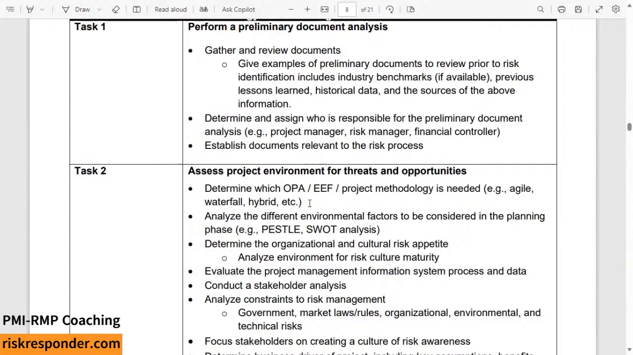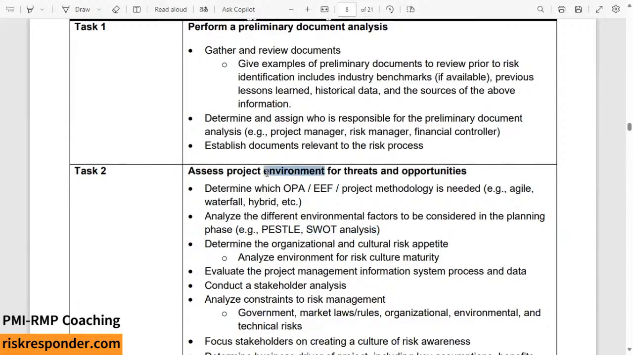Take a look at the OPAs and the EEFs, understand what is at play. Are we in the world of agile, waterfall, hybrid, whatever? Analyze the different environmental factors to be considered. Are we using PESTLE, political, economic, social, technological, legal, environmental, I believe it is, or whatever that acronym means? There's PESTLE, there's TCOP, there's VUCA, and you need to know all of those. And then what a SWOT analysis is: strengths, weaknesses, opportunities, and threats analysis.